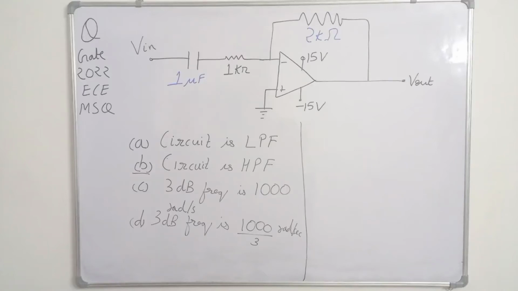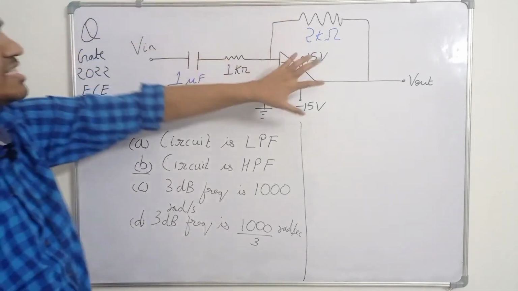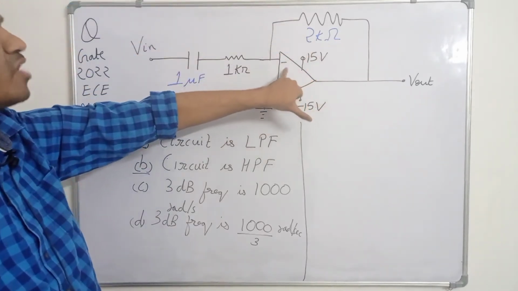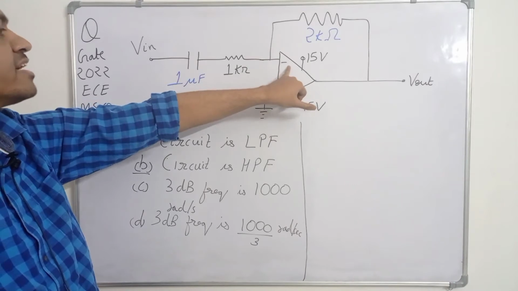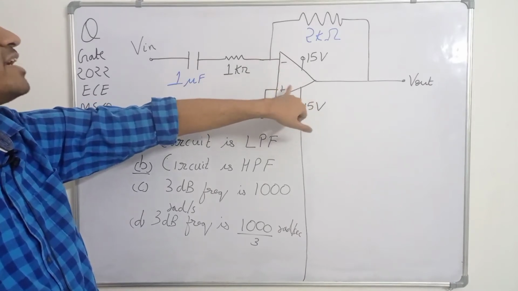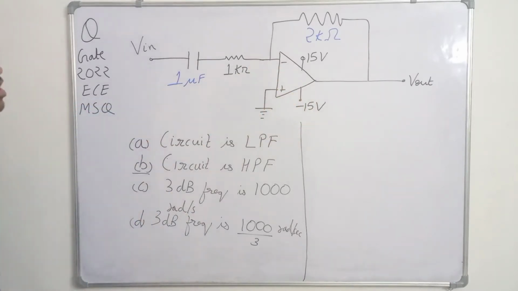So we are solving a question from GATE 2022 electronics branch, and this was an MSQ question. In this question, a circuit with an operational amplifier is given to us. This is basically an inverting amplifier because the input is at the inverting terminal and the non-inverting terminal is grounded. So this is an inverting op amp in inverting configuration.